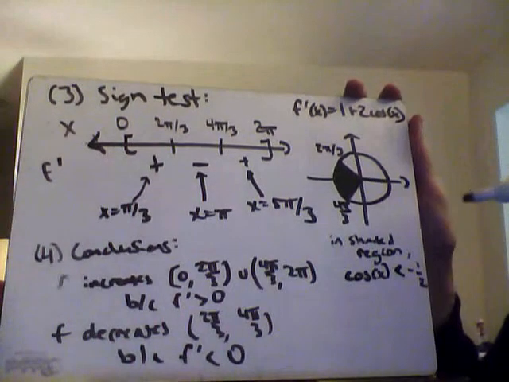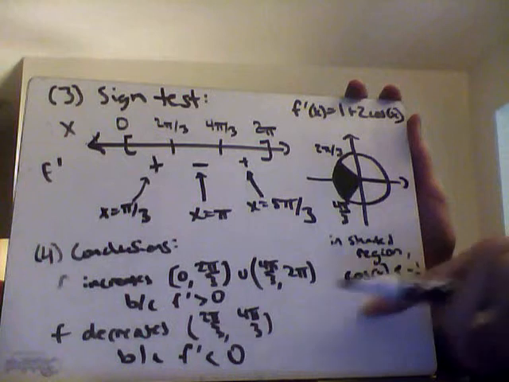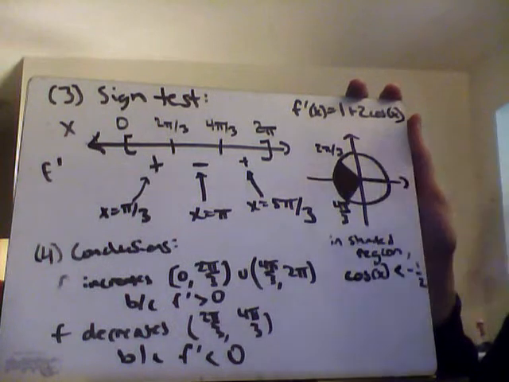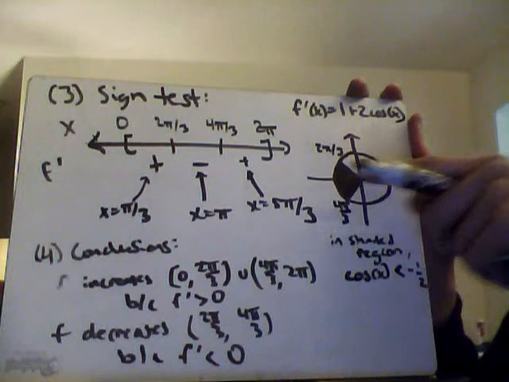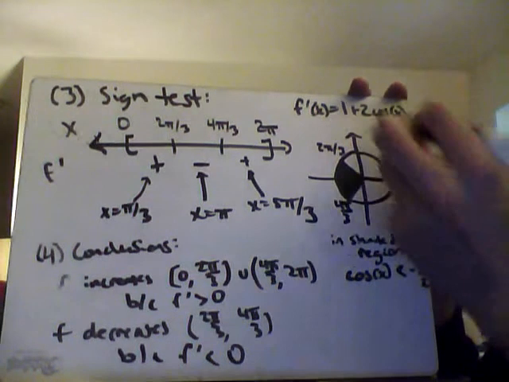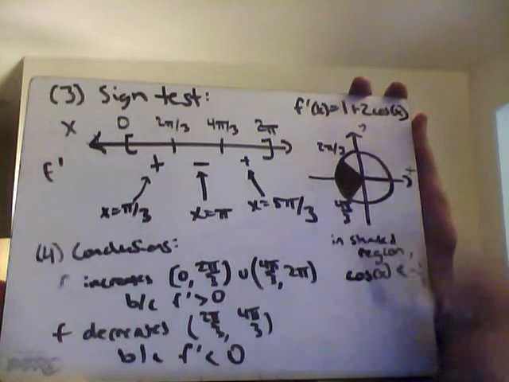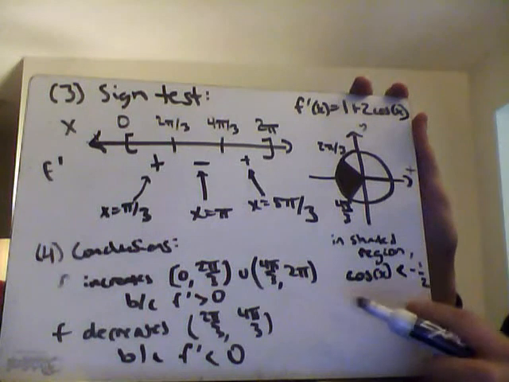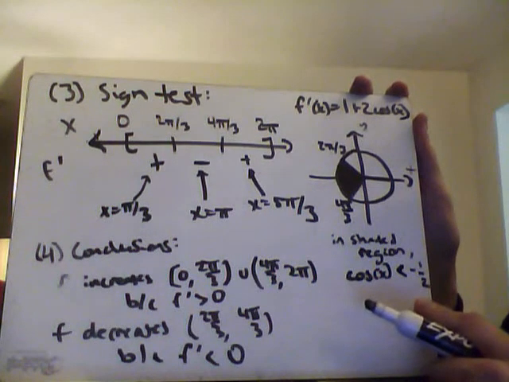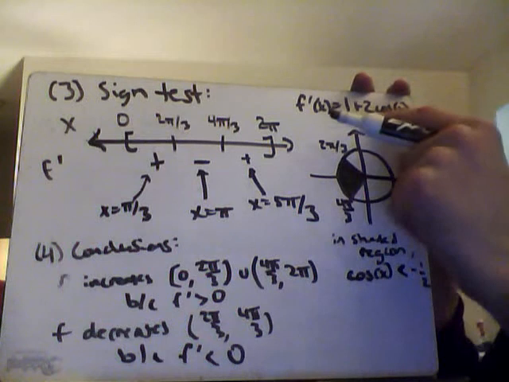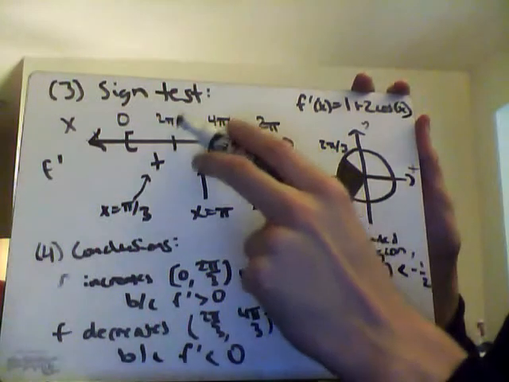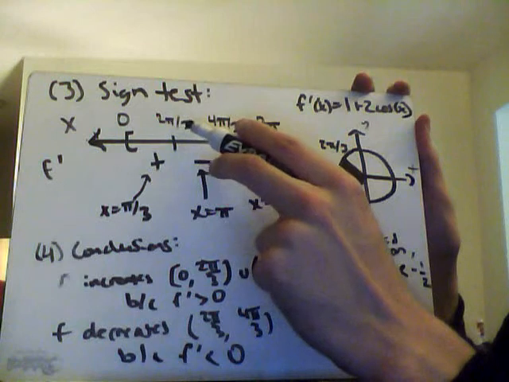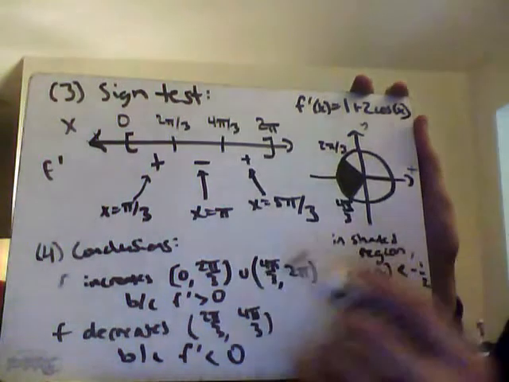One way that you could check your work here is to realize that in the shaded region, cosine of x is less than negative 1/2 in between 2 pi over 3 and 4 pi over 3. That's because our x values are very far along the x-axis down here. Okay, so our cosine values on our unit circle will be a very large negative number in comparison. When we plug that large negative number into this, we're going to get a negative number for our derivative. Hence, that's why the derivative between 2 pi over 3 and 4 pi over 3 is a negative number.